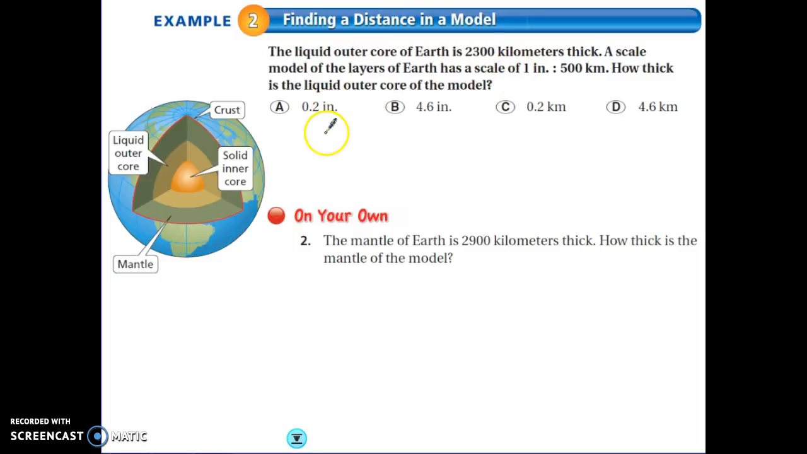So our scale is 1 inch on the model, representing 500 kilometers in real life. So my scale factor is going to be 1 for the model in the numerator and 500 for the actual in the denominator. That's going to equal the question that we are talking about. We want to know how thick is the liquid outer core of the model. They tell us at the beginning that the liquid outer core of Earth is 2,300 kilometers thick. This is your actual.